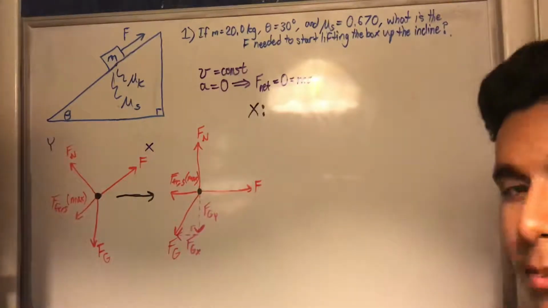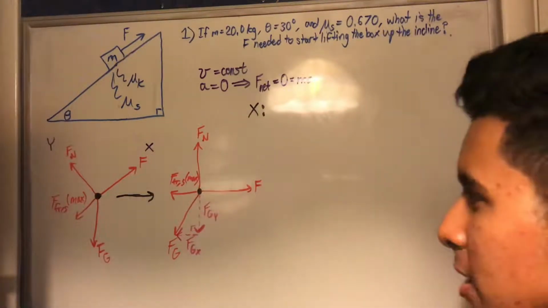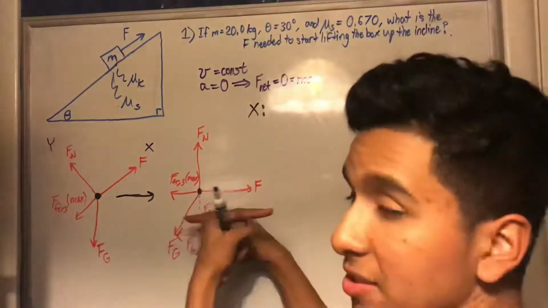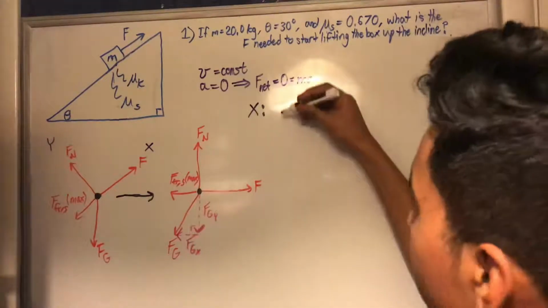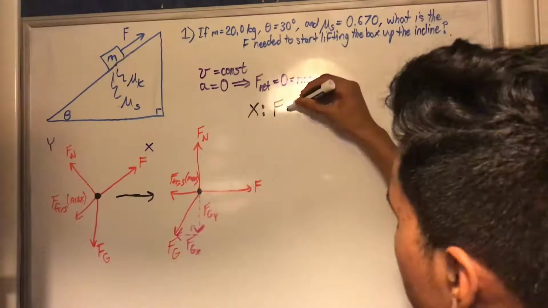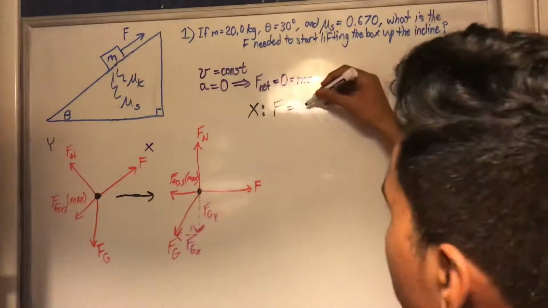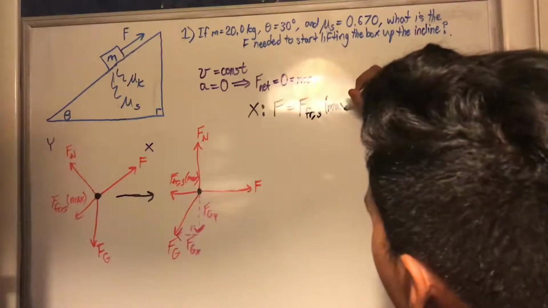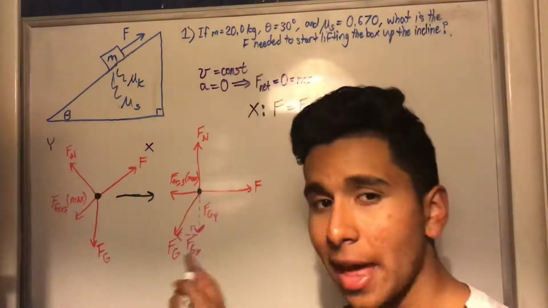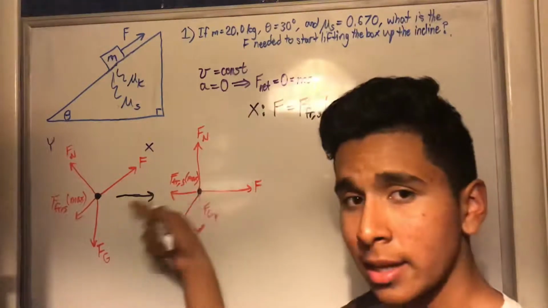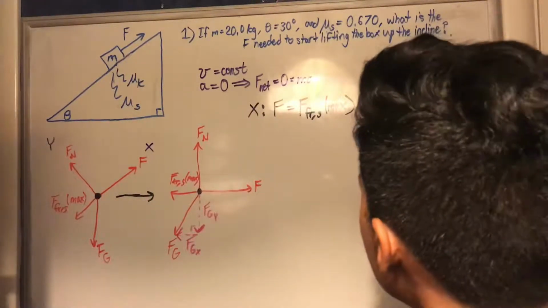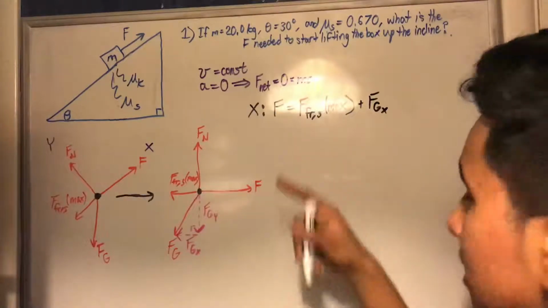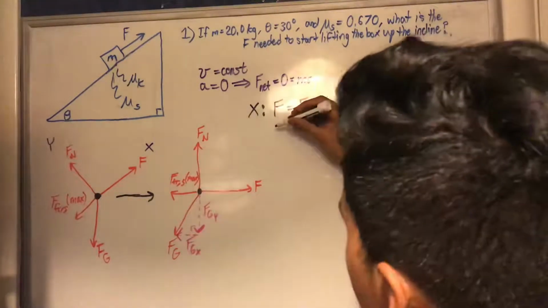If the net force on the box is 0 along the x, that means both sides of the x are equal to each other. In order for them to cancel out, they have to be equal. So F, this pulling force, has to be equal to this maximum static friction, F_fr,s max, plus, remember, we also have that part on the x, and this part's also going to the left. So it's plus FGX.